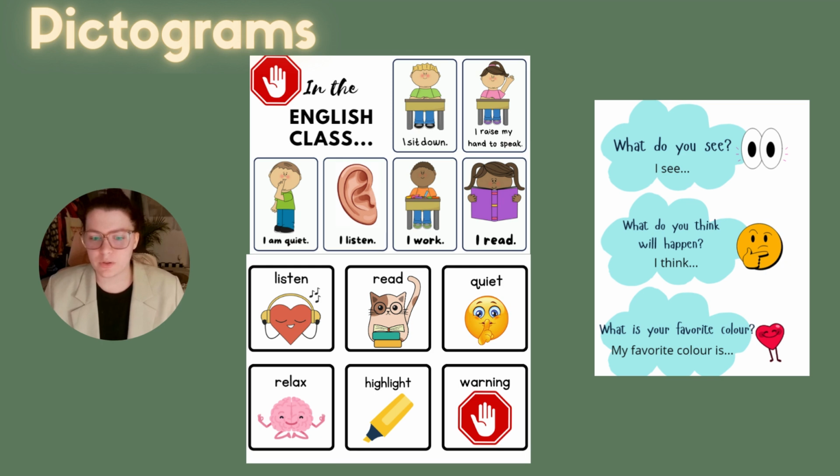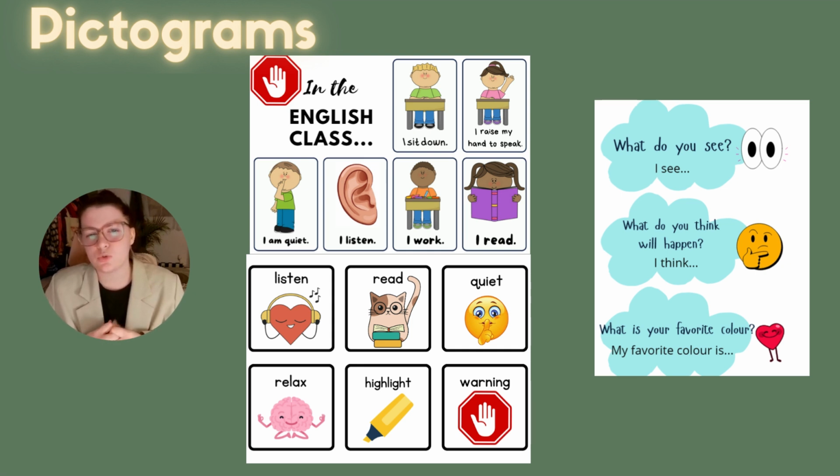However, the difference between those six and the other ones above is that the ones underneath I printed, and then I put them around a lanyard that I had around my neck. So I would walk around the classroom during work time and then point to the instructions if they were struggling to understand. So I always had my pictograms on me.